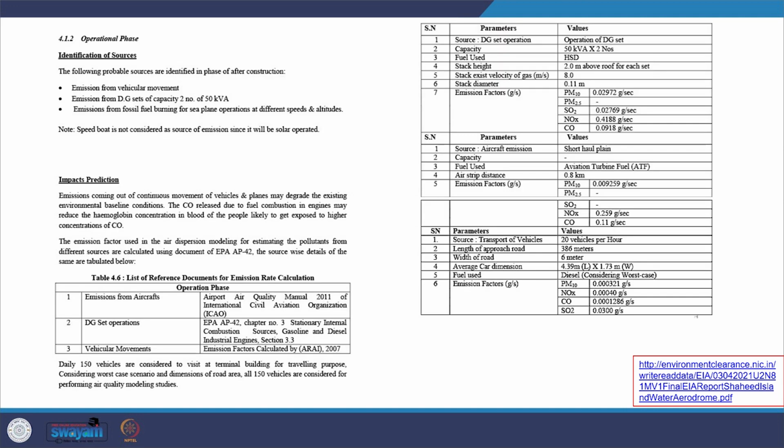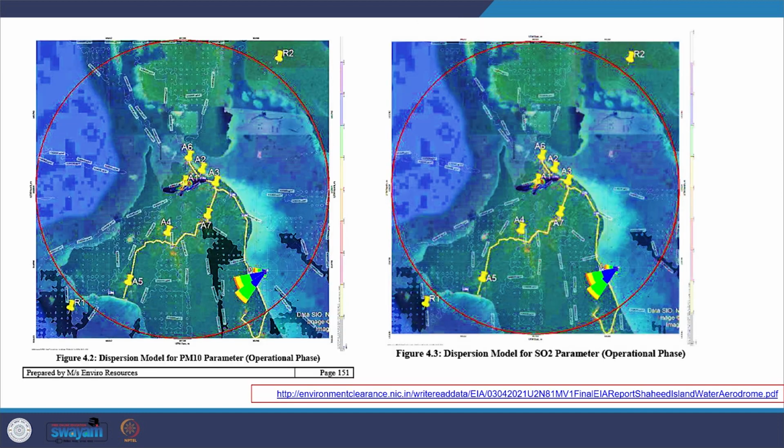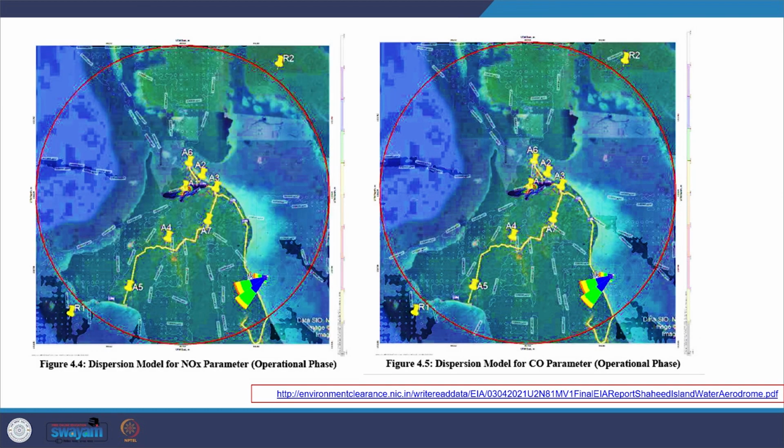You also see mitigation measures taken during the operational phase. They have identified possible sources. You see emissions from vehicular movement, emissions from DG sets, emissions from fossil fuels, and then what kind of impact they are predicting. You see here what kind of emissions would happen, and how they are studying them using various dispersion models. You can see for all the parameters they have used.